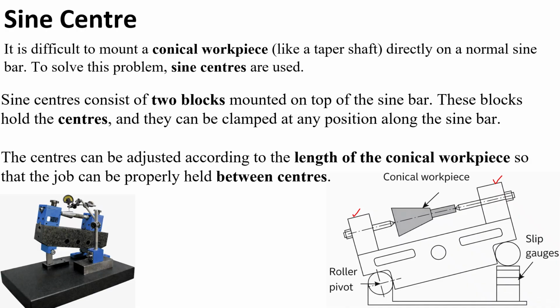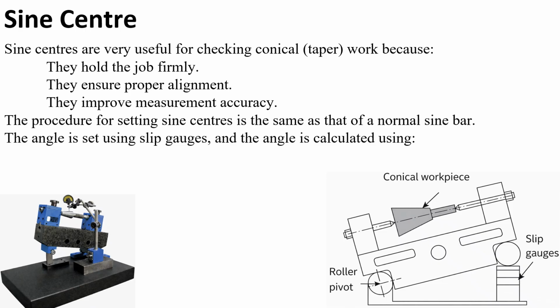So these two blocks hold the centers and the workpiece can be clamped at any position of the sine bar. Moreover, these centers can be adjusted according to the length of the conical workpiece so that the job can be properly held between the centers. Sine centers are very useful for checking conical workpieces because they hold the job firmly, they ensure proper alignment, and they improve the measurement accuracy.